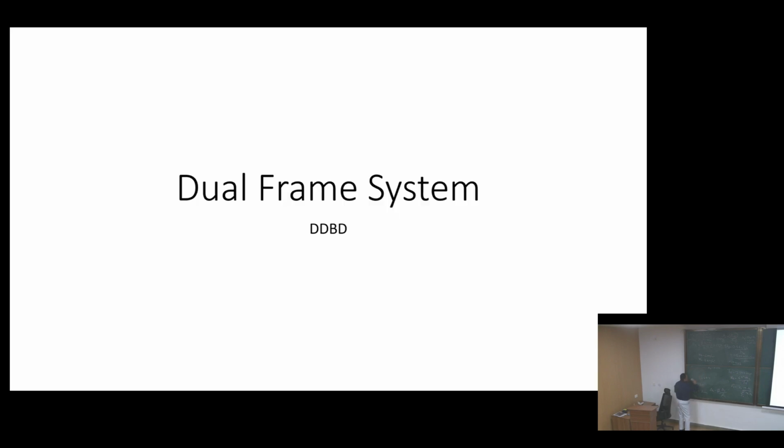Let's talk about dual system. So the system we were talking about previously was just a framed system of reinforced concrete. But what do we mean by dual system? Any ideas?